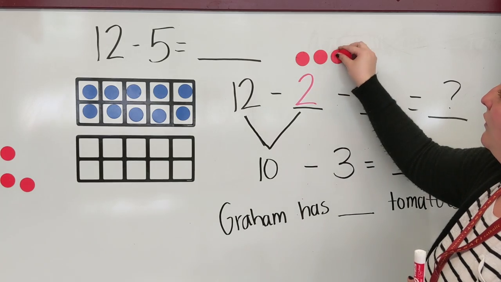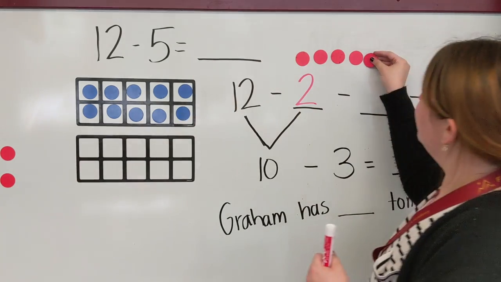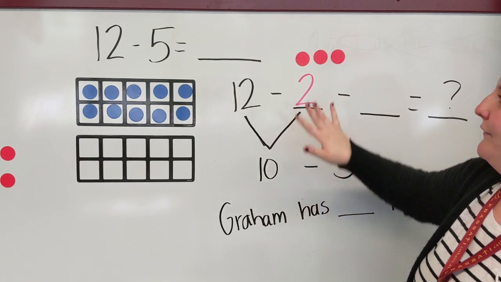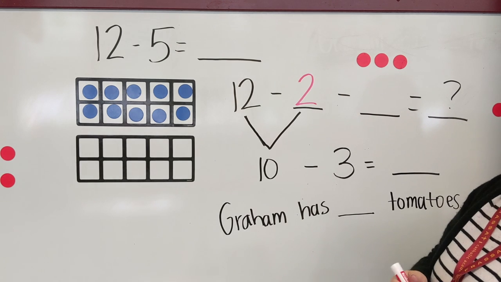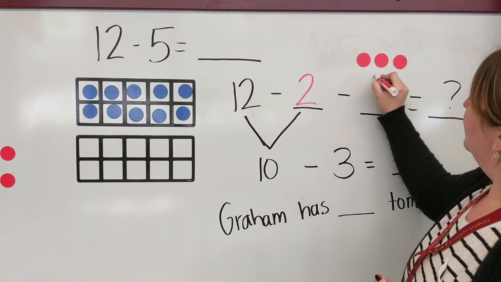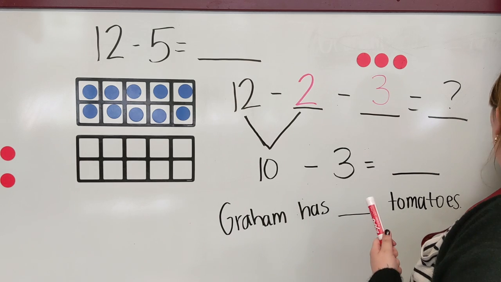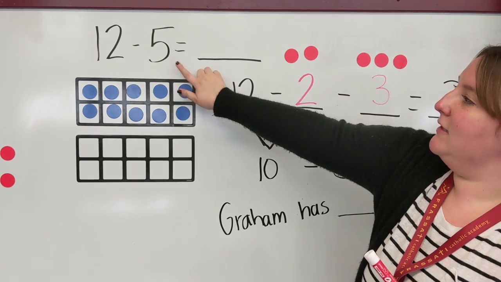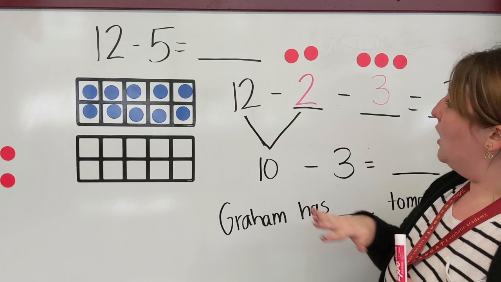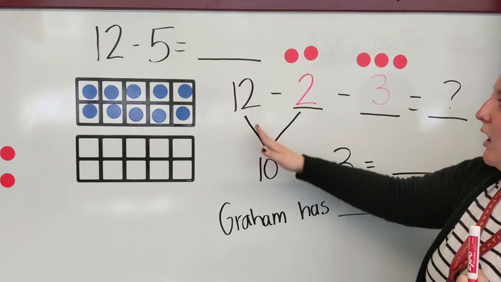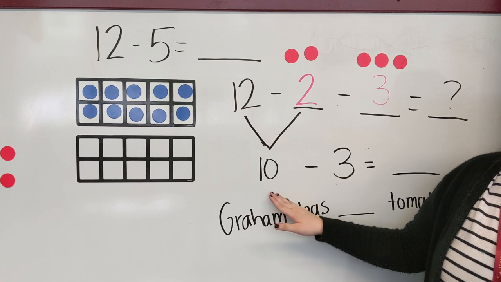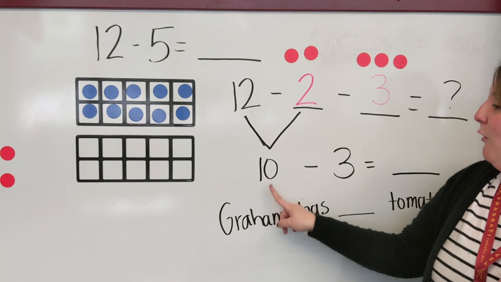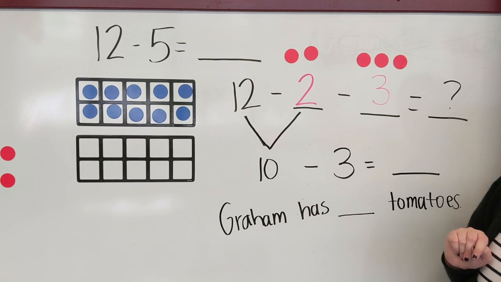I have 1, 2, 3, 4, 5. If I take 2 of those away, I'm left with 3 red circles. So I have my 2 and my 3 that I've split for my total of 5. So breaking it down, 12 minus 2 equals 10, and we still have our 3 left over. So now we can figure out 10 minus 3.